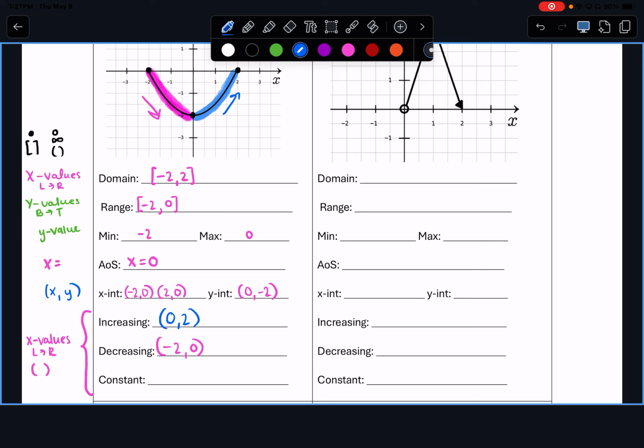And then is that graph ever constant? No, it's not. So what do we put? None.